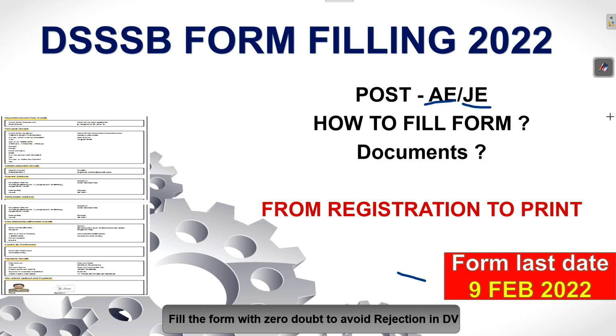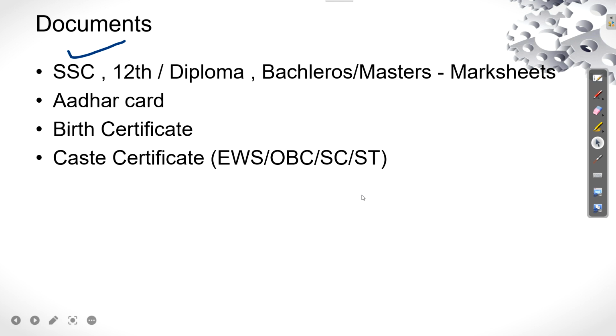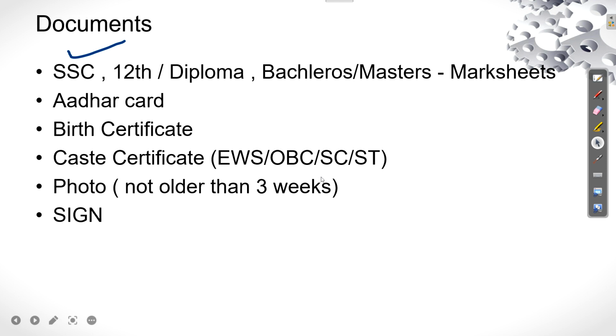So first we will see what are the documents required for the recruitment. First is your SSC mark sheet or certificate, 10th or diploma, bachelor's mark sheet. Second, Aadhaar card, then birth certificate. If you are from EWS, OBC, SC, ST, then caste certificate, photo, and signature. These are the things we require.